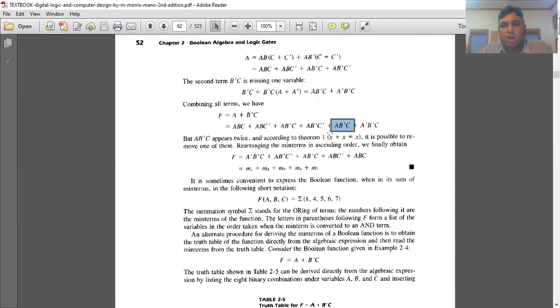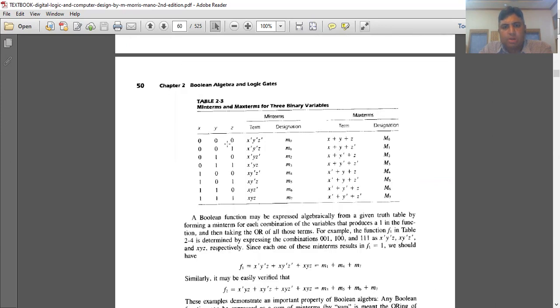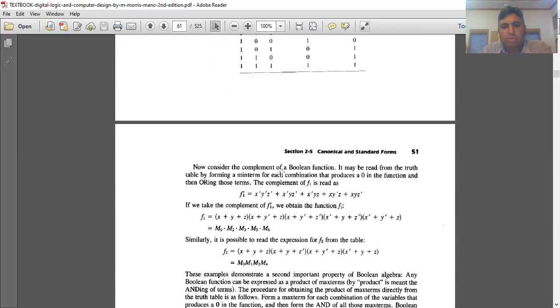It is coming twice, and there is a Boolean postulate that x plus x is equal to x. If x plus x is equal to x, then a b bar c plus a b bar c is equal to a b bar c. We can write it only once. So the function becomes this. Now you can read each of these terms from the given table, which is also present in the lectures. You can read the min terms from this table and which term represents which min term.